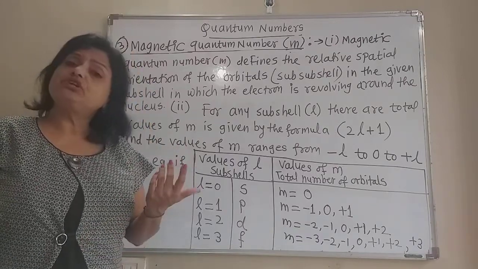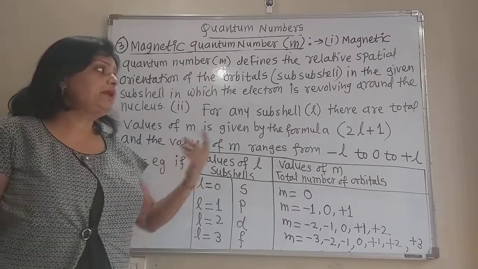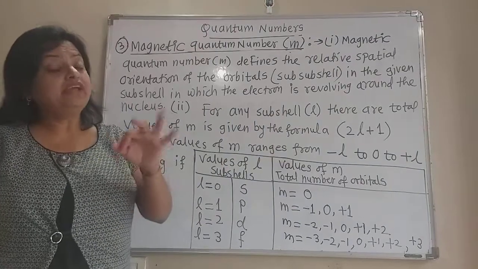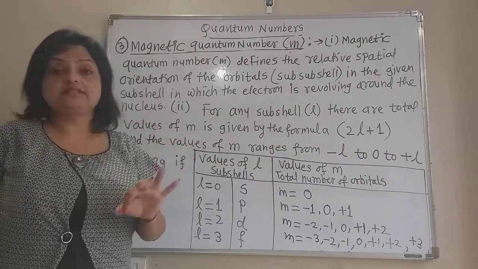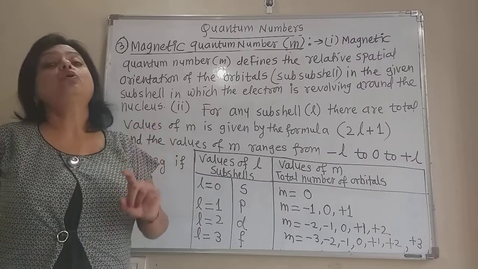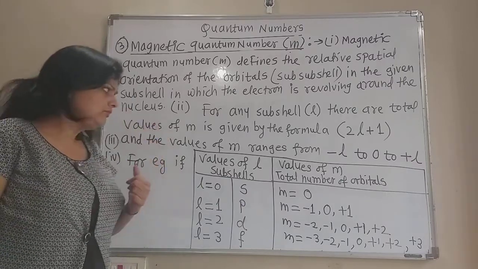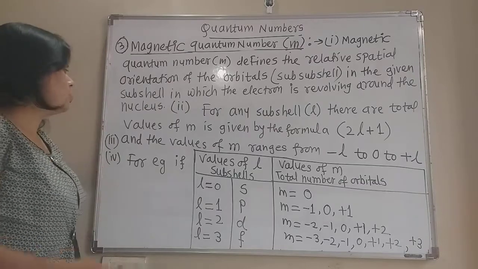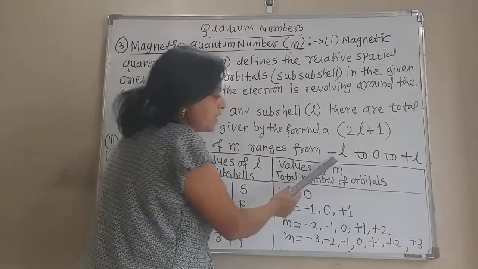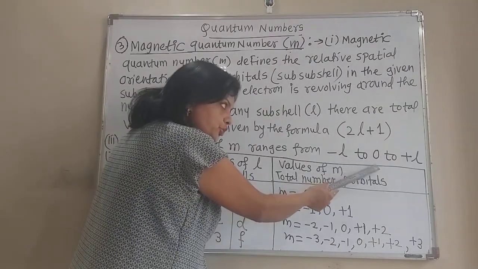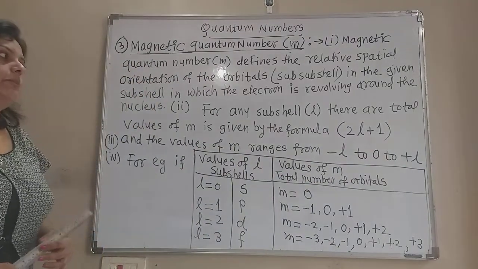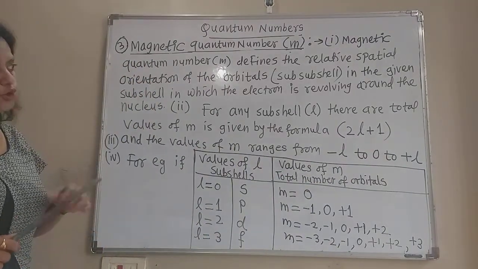If L is equal to 3, then 3 multiplied by 2 is 6, plus 1, that is 7. So when L is equal to 3, the subshell has the value 3, and it has 7 orbitals. Now, the values of the magnetic quantum number m range from minus L to 0 and 0 to plus L. In this way the values are minus L to 0 and 0 to plus L.